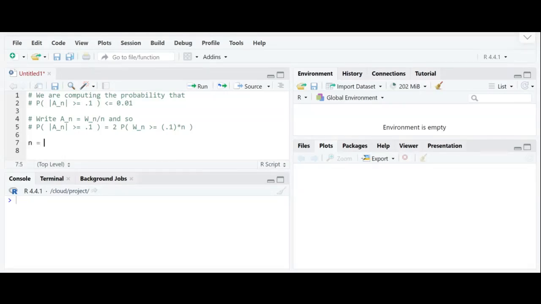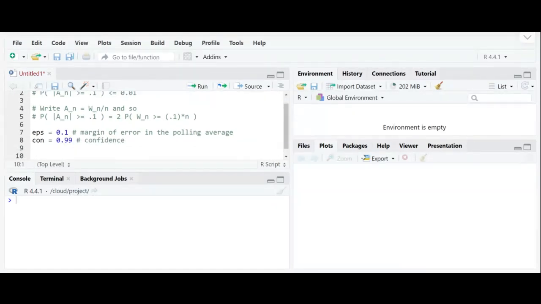You're going to write down what the n is here. So here we said by using Markov's inequality, so n, how do you get n? N is equal to, so we have epsilon. Epsilon is 0.01. So epsilon, this is the margin of error in the polling average. So that was the polling average. Then confidence, this was our confidence, 0.99. How much confidence do we want to have in our polling average?